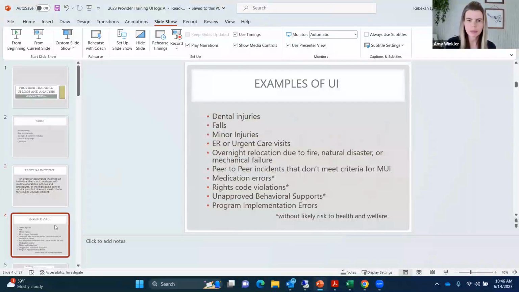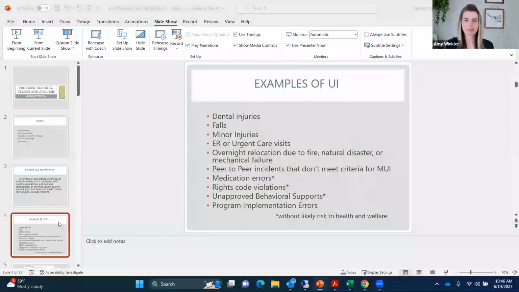Great questions. Keep them coming, guys. So when you say that everyone needs to be notified, does DayHab need to notify us? And do we need to notify DayHab if something happens at the home?